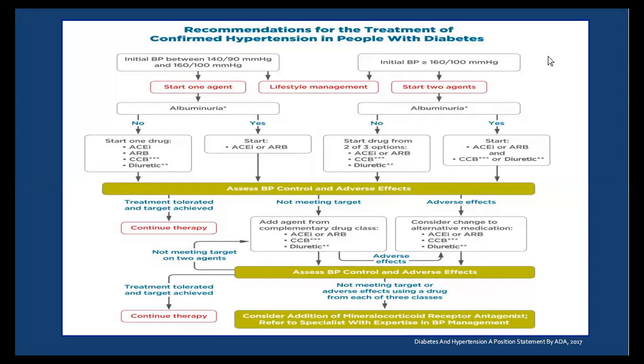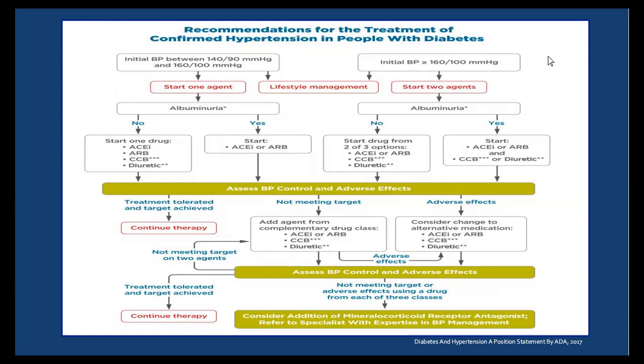On the other side, if the patient has a blood pressure of 160/100 or above, you start on two agents of the drugs. You check the kidneys, check for the albumin. If there is no albumin, you can start with drugs from two to three of the options. You can either use ACE inhibitors or ARBs, calcium channel blockers, diuretics, the three types of drugs at the same time. Or you can start ACE inhibitors or ARBs with calcium channel blockers or diuretics. Then we continue the pathways like that.